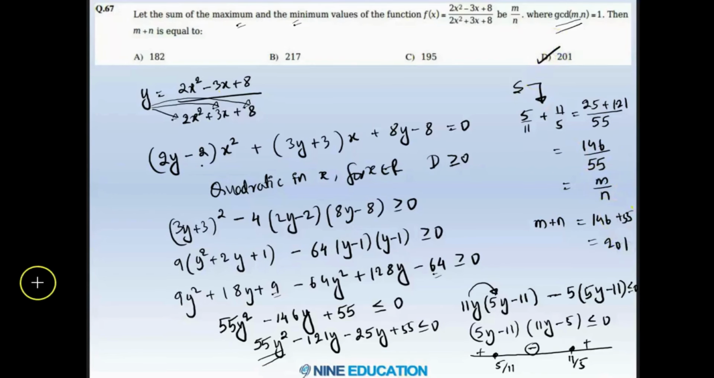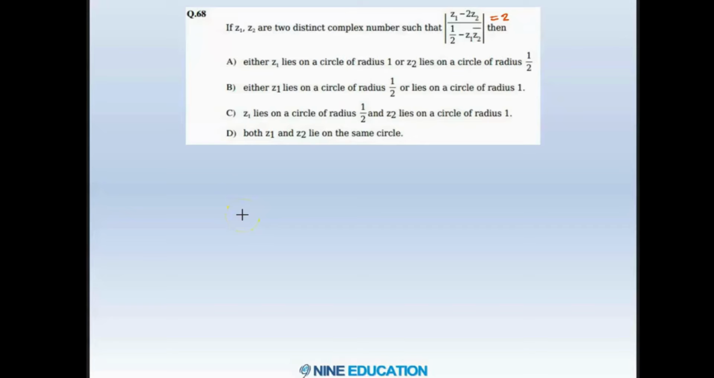Question number 68 is: if z1 and z2 are two distinct complex numbers such that the modulus of (z1 − 2z2) divided by (1/2 − z1 z2 conjugate) is equal to 2, then four options are given. We know the property that z into z conjugate gives the square of the modulus of that complex number. Here we have the modulus value, so let us first square it.